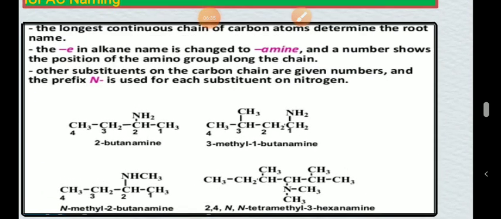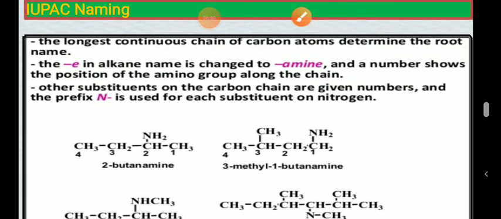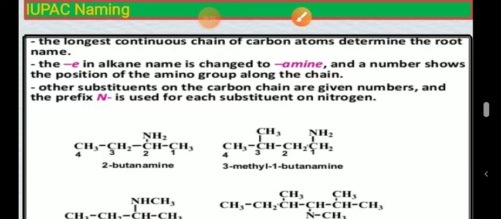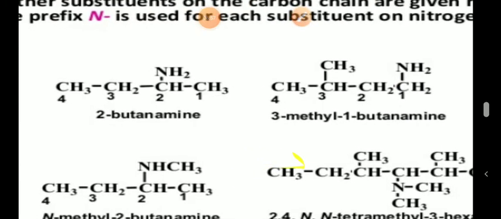Now let's check the IUPAC naming of alkyl amines. The longest constituent chain of carbon atoms determines the root name. The E in the alkane name is changed to amine, and a number shows the position of the amino group along the chain. Now, rather than reading the rules, let's check the examples so that the concept is clear to you. Let's start with the first example.